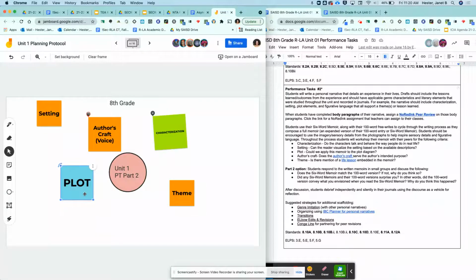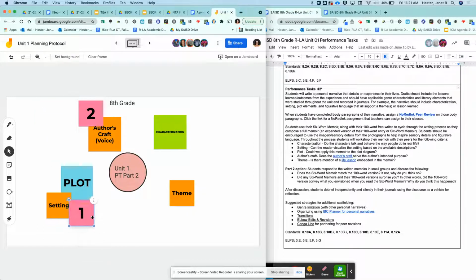Okay, perfect. So again, we're going to do the same process and we're going to number. What order would you teach these skills in? I think just like we did with the first one, plot and setting go together. Maybe as they're brainstorming, we're talking about these two hand in hand. And again, that's a good starting point. They've seen plot before, but maybe thinking about it in the way that they're going to use it in their writing.